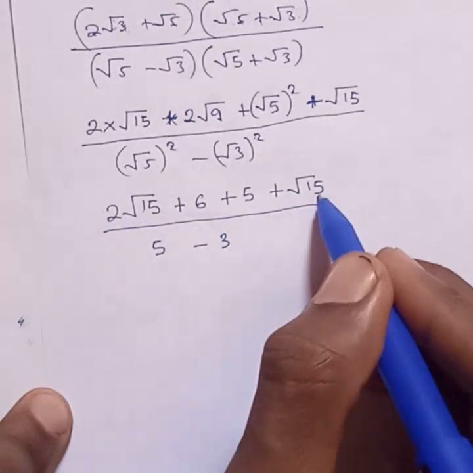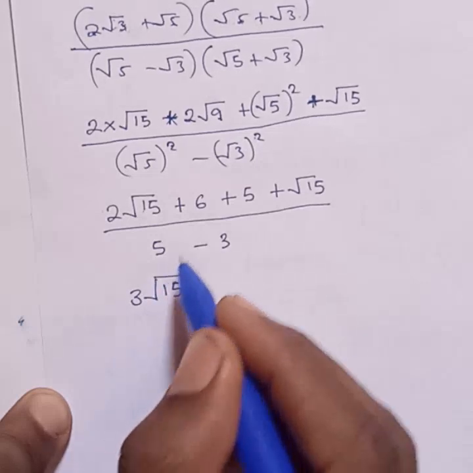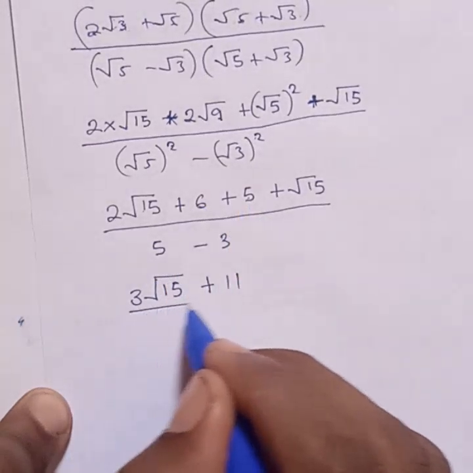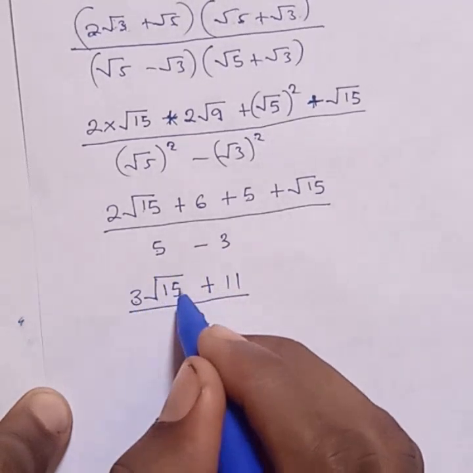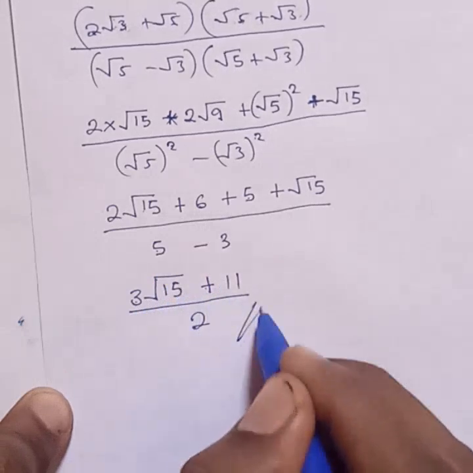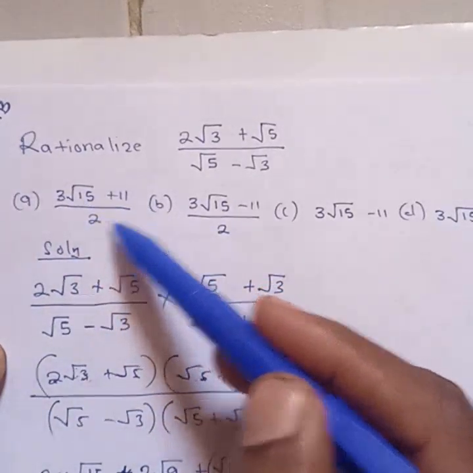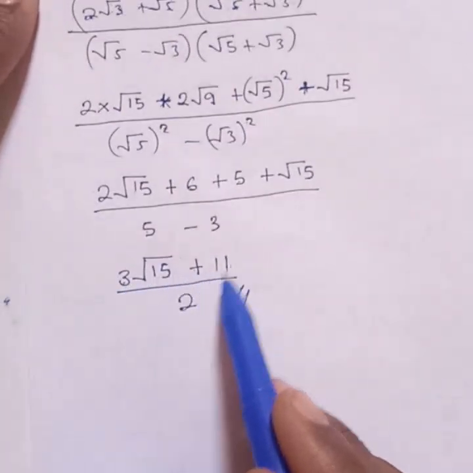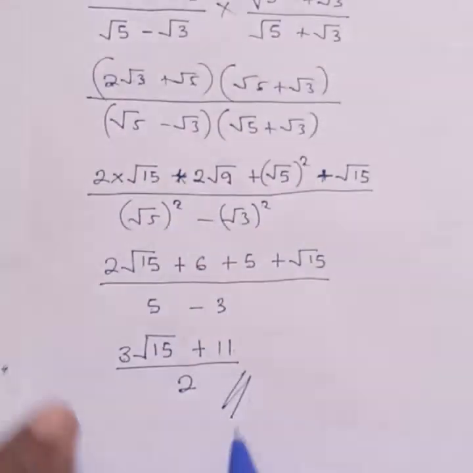This is 2 root 15 plus root 15, so we are going to have 3 root 15 plus 6 plus 5, this is 11, all over 5 minus 3, which is 2. So we have 3 root 15 plus 11 all over 2. Let's check our options. 3 root 15 plus 11 all over 2, so it means our answer is 1.